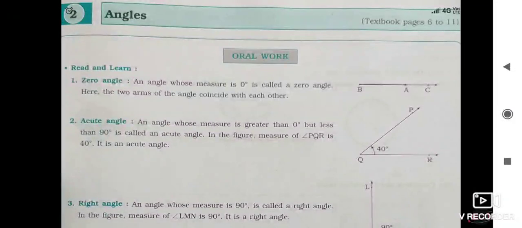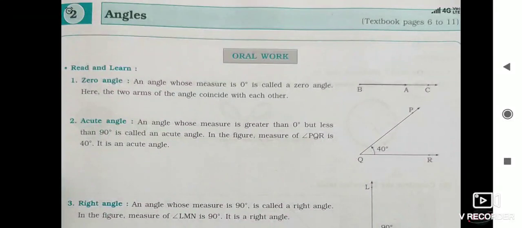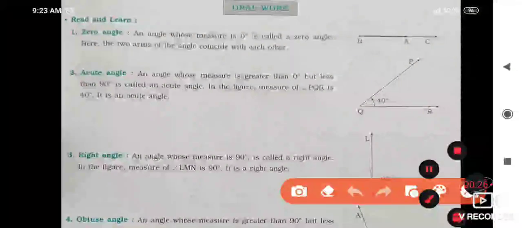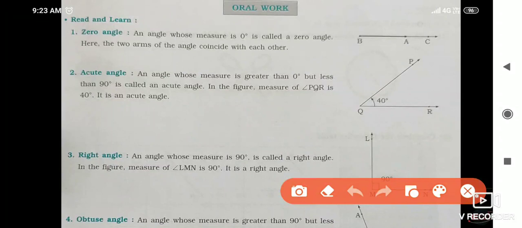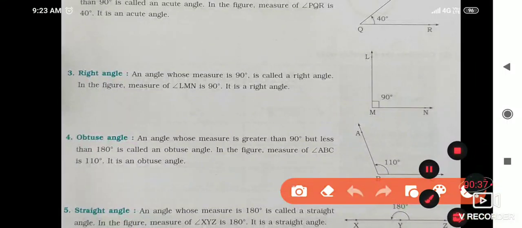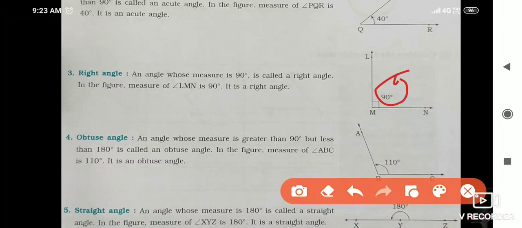In the revision lectures, we are looking at the second lesson, that is, the angle. In the last lecture we saw the different types of angles depending upon their measures. First, the zero angle, whose measure is exactly 0. Second, the acute angle, whose measure is more than 0 degree and less than 90 degree. Then the right angle, whose measure is exactly 90 degree. How much is it? Exactly 90 degree. Then this angle is called a right angle.